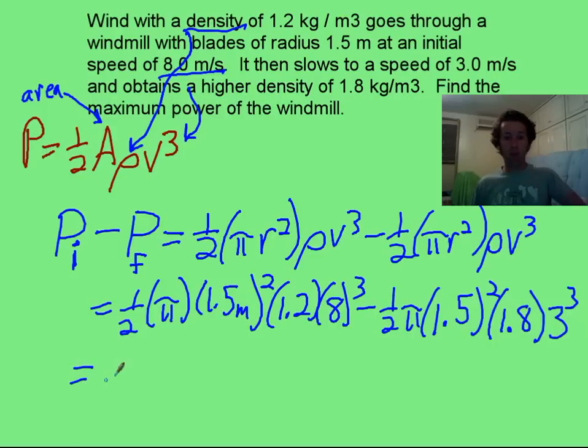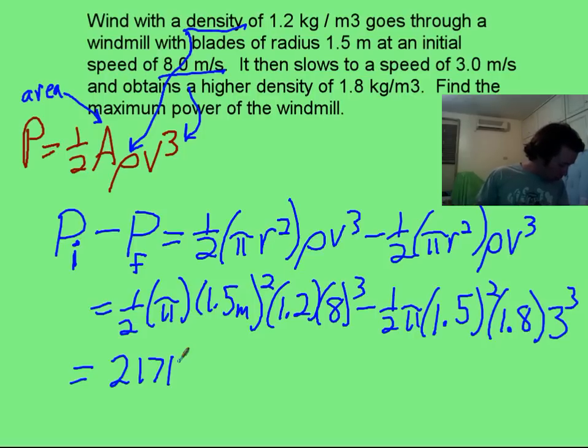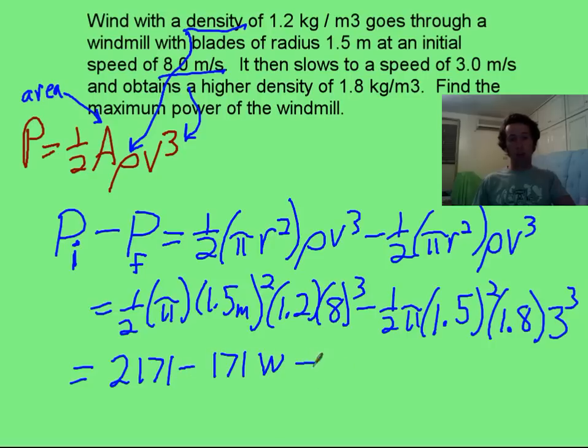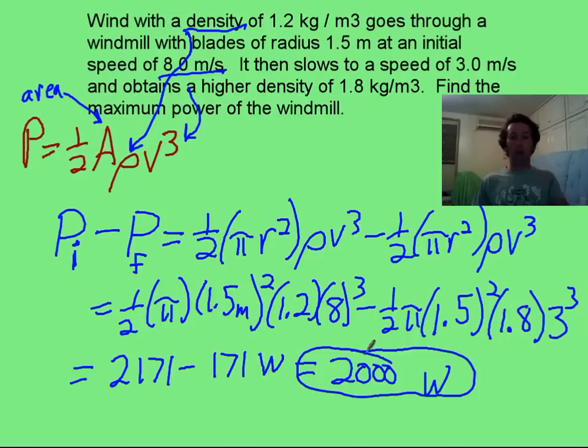Once you solve this, which takes a minute, put it in your calculator if you haven't already, and solve it, you should get something like 2,171 watts minus 171 watts, and that should leave you with about 2,000 watts as your answer for the maximum power of the windmill. In reality, it's going to have less than that because it's not going to be 100% efficient.